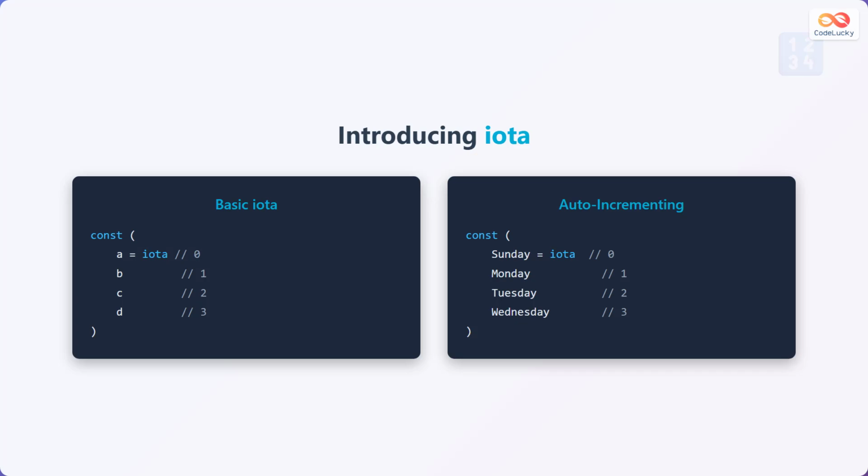Here's another example, using iota to define the days of the week. const ( Sunday = iota, Monday, Tuesday, Wednesday ). Sunday will be 0, Monday will be 1, Tuesday will be 2, and Wednesday will be 3. Each subsequent constant is automatically assigned the next integer value.